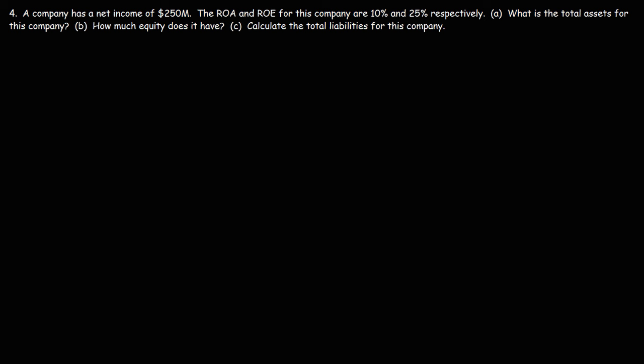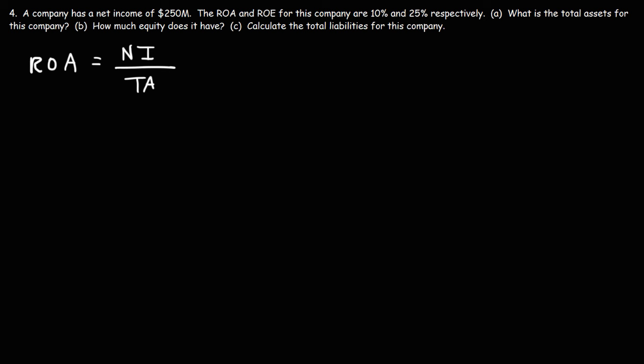Number 4. A company has a net income of 250 million. The ROA and ROE for this company are 10% and 25% respectively. What is the total assets for this company? So we know that the ROA is equal to the net income divided by the total assets times 100%. But let's not worry about the 100% part for now.